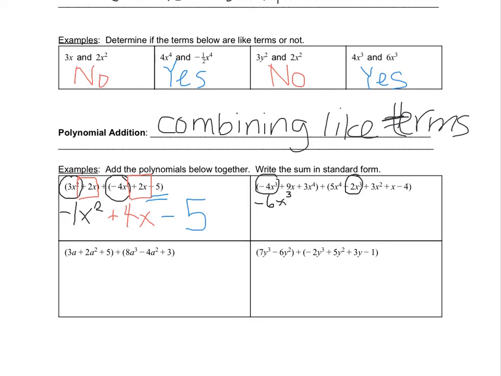And you'll notice I didn't change the variable or the exponent. So it didn't become x to the ninth, or x to the sixth. It's still x to the third power.